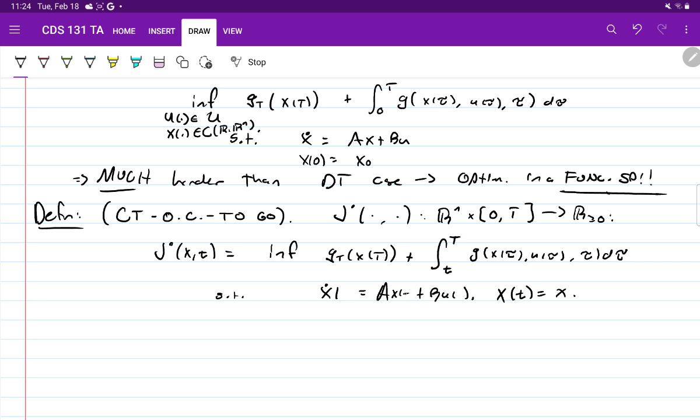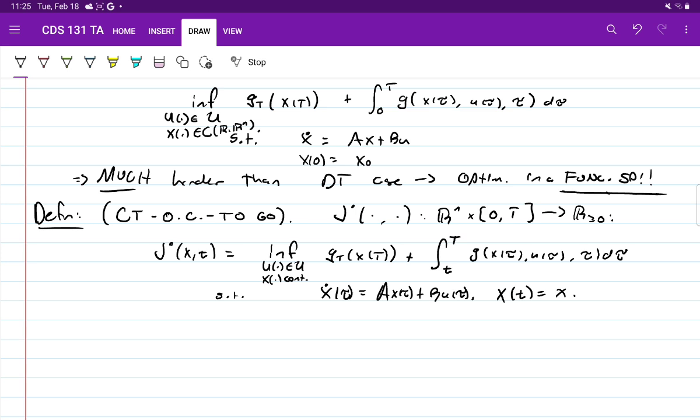I have some conflicting notation here. Let's make this a tau. There we go, tau, u of tau. All right, that looks better. So this is, of course, subject to u and x continuous. So this is our continuous time optimal cost to go. We're now saying, if we start our problem at time t and from initial state x, what's the best possible cost that we can get out of that remaining optimal control problem?